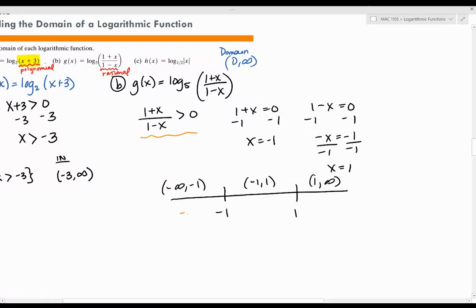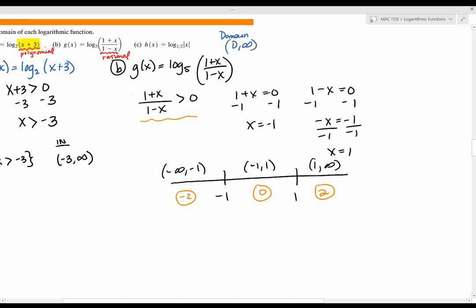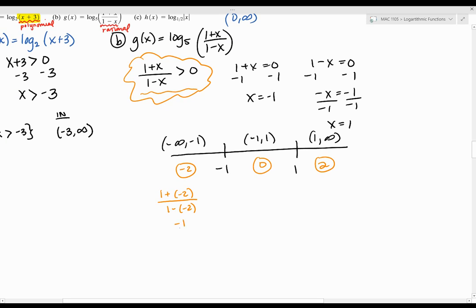So in this interval, let's say I choose -2. And remember, for test points, you can choose whatever you want as long as that value actually falls in the interval. Okay, so those are my test points. And I'm going to plug them into this inequality to see if it makes it true or false. So I have 1 plus -2, 1 minus -2. If you subtract a negative, it becomes positive. It's 3. So is -1/3 greater than 0? No, this is false. So we don't like this first interval.